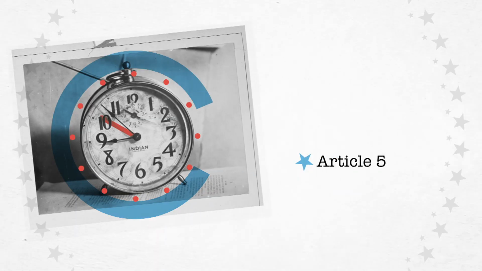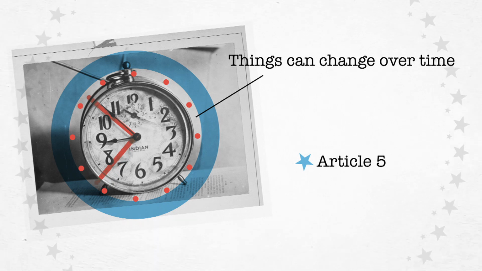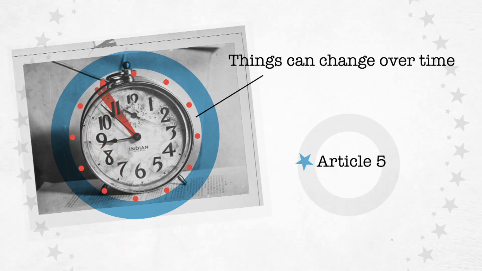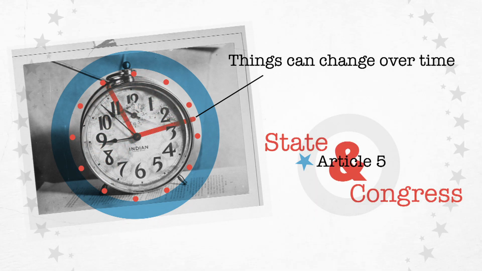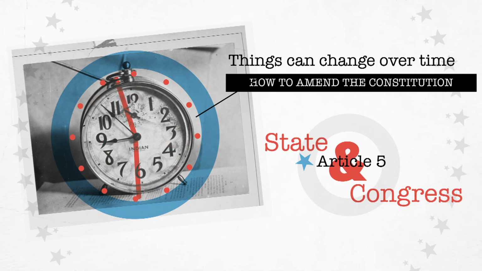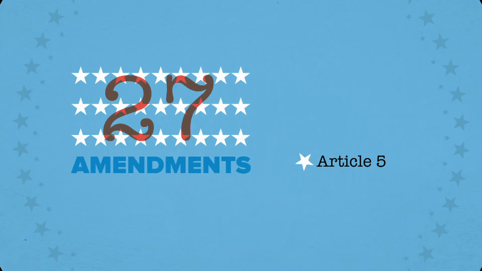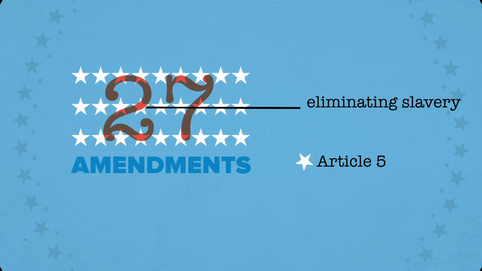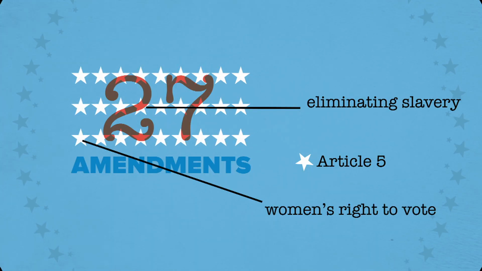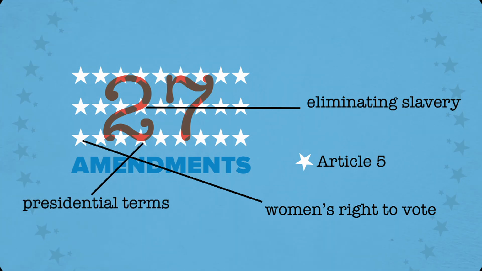Now, the founders wisely understood that things can change over time, so Article 5 of the Constitution tells both the states and Congress how to amend the Constitution. To date, there have been 27 amendments, such as those eliminating slavery, giving women the right to vote, and limiting a president to only 2 terms in office. Those are some pretty good amendments.